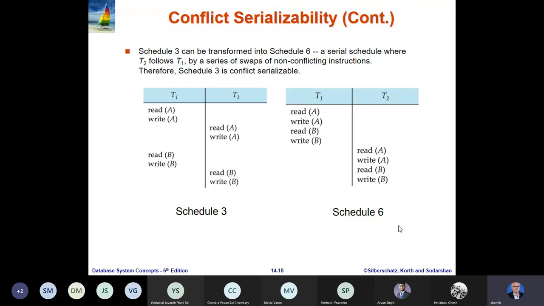So that means you cannot move read B before write A or read A of T1. But what we are saying here is that if I consider schedule 3, which is a concurrent schedule, and I can move T2's read A write A below read B write B of T1, then they will not conflict, and the net effect of executing the concurrent schedule 3, no matter what the initial values of A and B are, will be exactly the same as the execution of the serial schedule 6. Because of that, schedule 3 is conflict serializable. Is that clear?